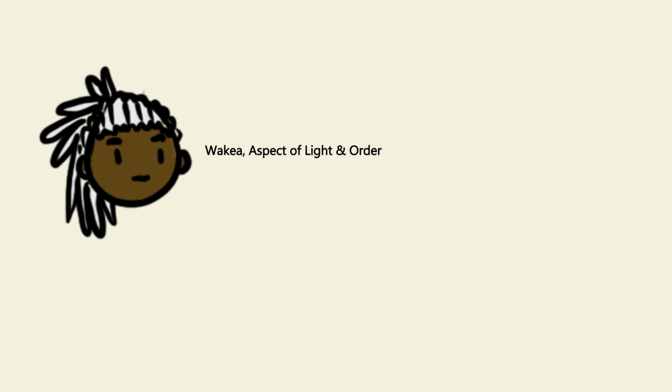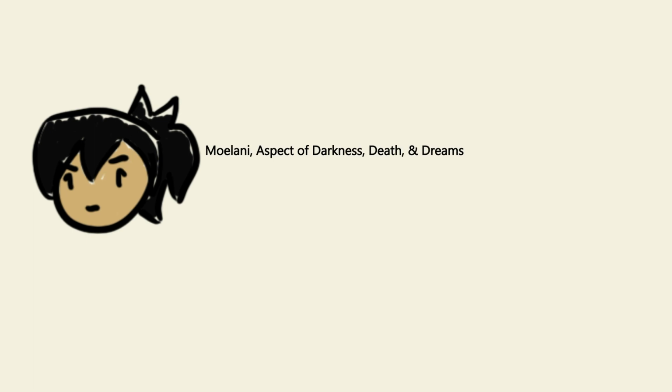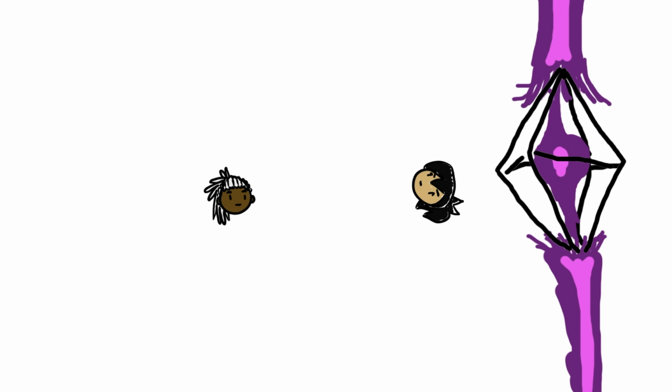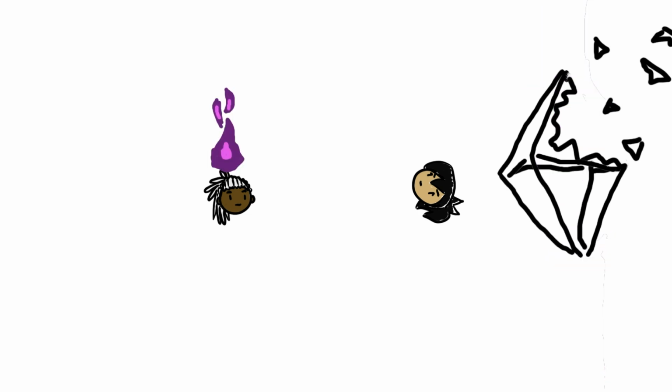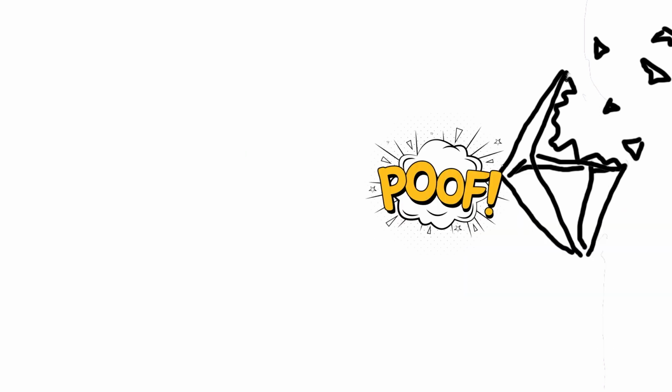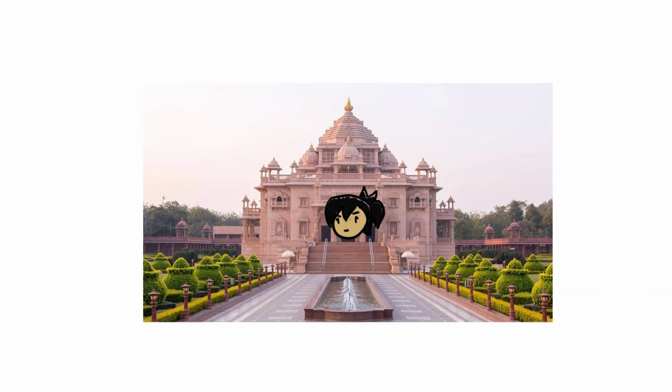We open with 5 of the 6 aspects together, led by Wakea, aspect of light and order. They're standing over the 6th and final aspect on the ground defeated. This is you, the player character. Moelani, the aspect of darkness, death, and dreams. With you down, Wakea shatters your heart, scatters it across the living worlds, which is where the name comes from, by the way. She shattered across all worlds. And you fade away.